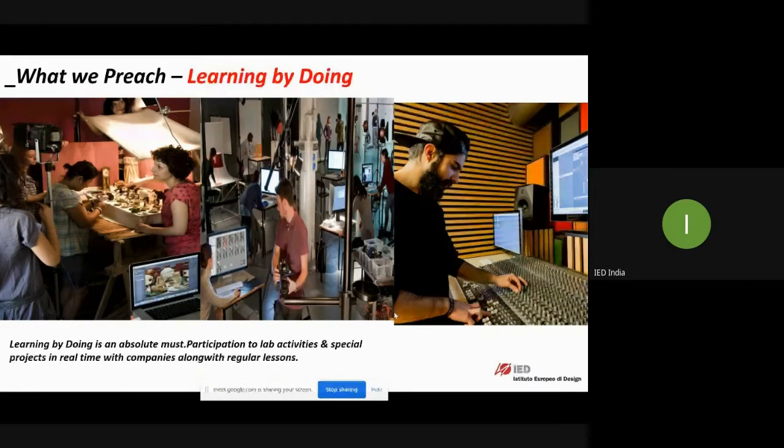So you can understand that participation and collaboration is what we believe, and this happens real time for our students. There is a company who comes in and collaborates with the student. The students collaborate with each other in different departments, and that's what we preach.